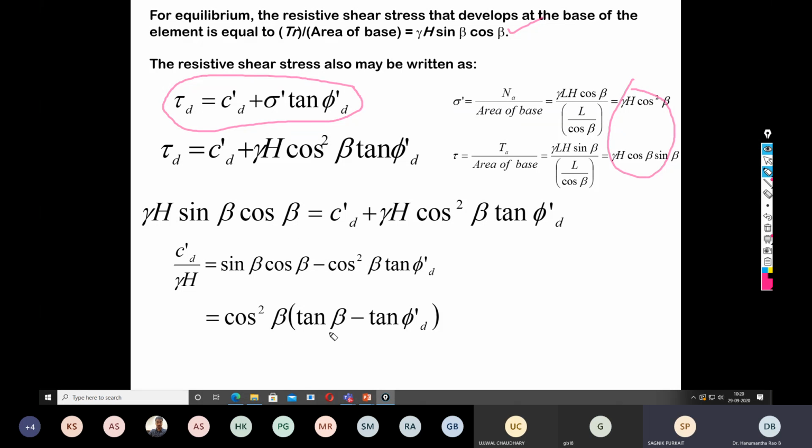Sir, here all the parameters are drained, considered? Yeah, drained. We are not considering the seepage. Effective.